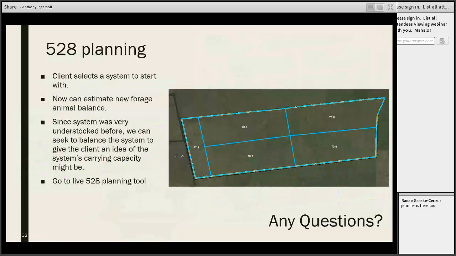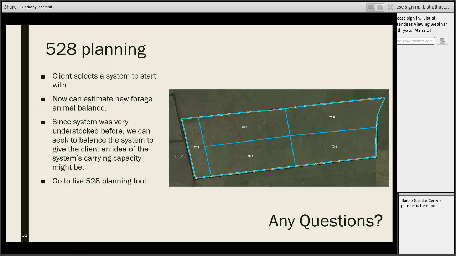Okay, but let's say that for this system, the client chooses the blue, and pretend there's also a blue line up here. I forgot that he also agreed that a 2-paddock rotation in the front would be fine to start with. Now, with this information, we can estimate a new forage animal balance. And since the system was super understocked before, we can see where it would balance out with the new grazing efficiency, so we can give the client an idea on what the carrying capacity might be.